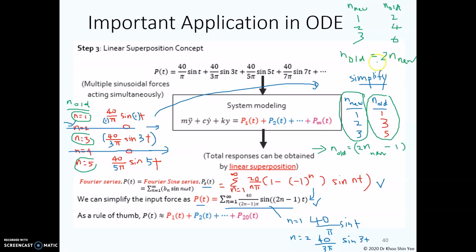If you check this equation, substitute 1 inside here, you obtain 2 for the ON, which is correct. Substitute 2 inside, you obtain 4 for the ON, which is correct. Substitute 3 inside, you obtain 6 for the ON. Therefore, we can say this equation is valid.